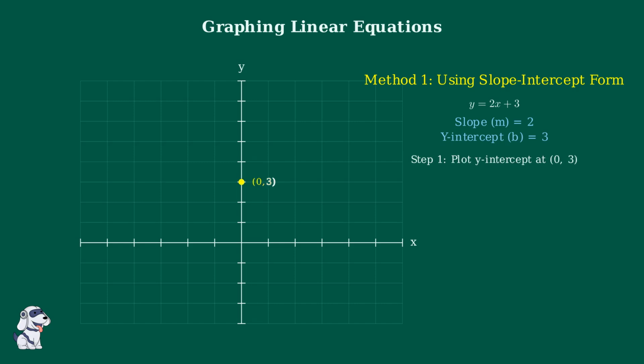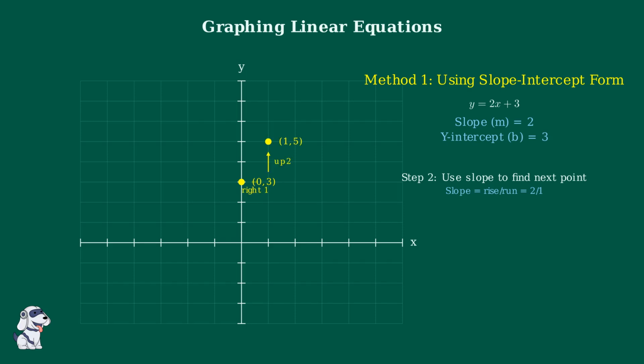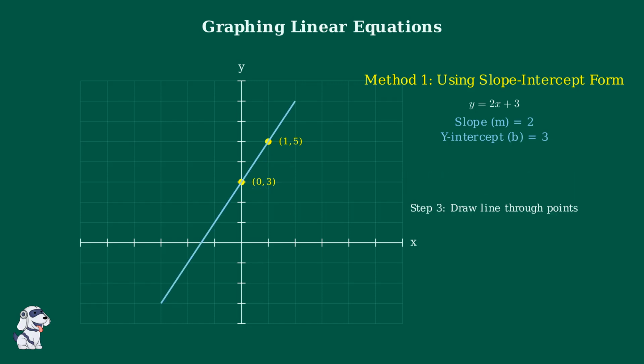Step 1. Start by plotting the y-intercept. Since b equals 3, we plot the point at coordinates (0, 3) on the y-axis. Step 2. Use the slope to find another point. Since the slope is 2, this means rise over run equals 2 over 1. From our y-intercept, we move up 2 units and right 1 unit. From the point (0, 3), we move right 1 unit and up 2 units to reach the point (1, 5). Step 3. Draw a straight line through both points. This line represents all solutions to the equation y equals 2x plus 3.